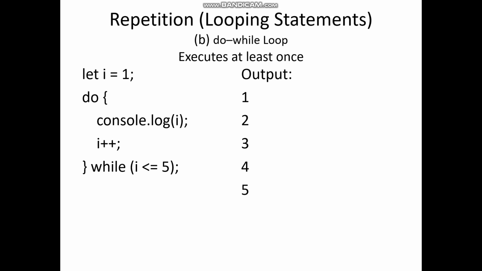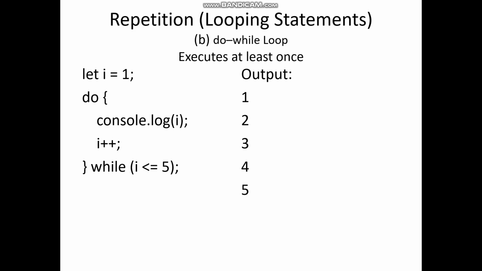For example, if we set the variable to 6 and check whether it is less than or equal to 5, the do while loop will still print the value once before stopping. This behavior makes it different from the while loop. So after the do while statement, the output will be 1, 2, 3, 4, 5.